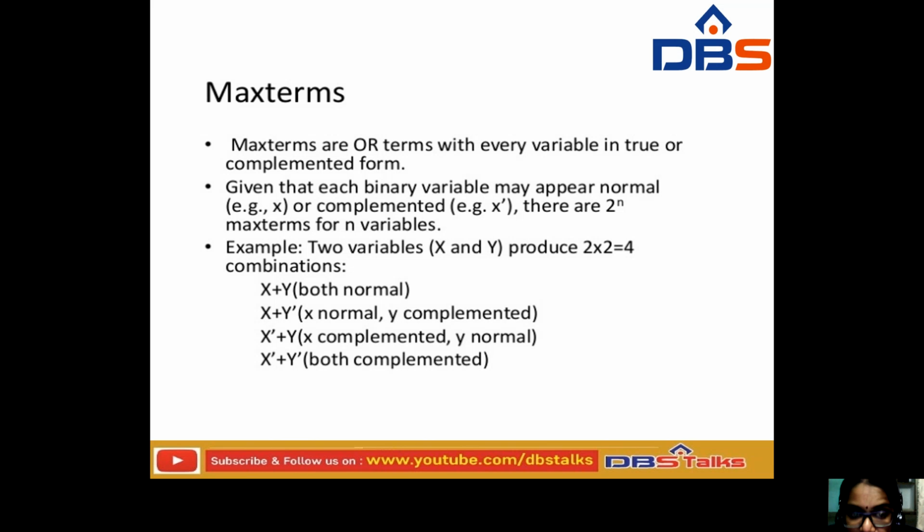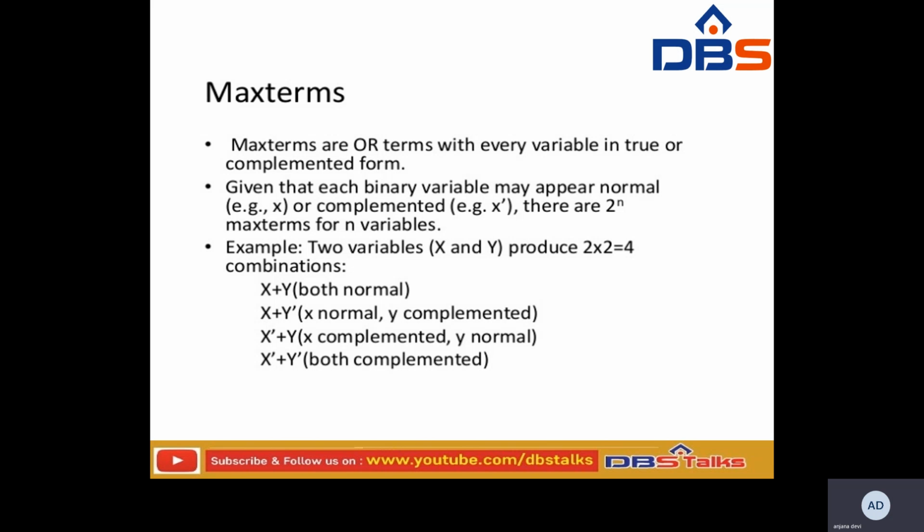Now see what the maxterms are. Maxterms are the OR terms with every variable in true or complemented form, whether it is in the true form or the complemented form. These are the maxterms, with each and every variable in the true or complemented form.